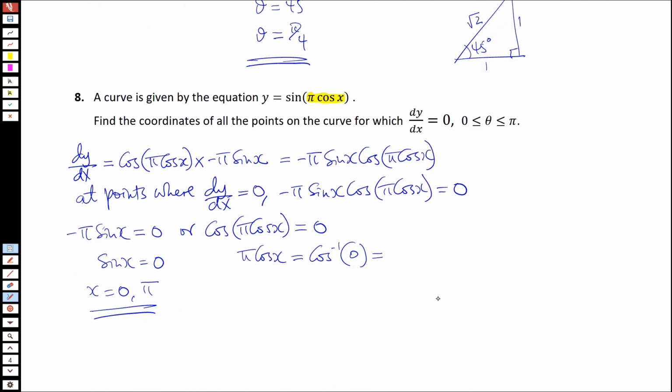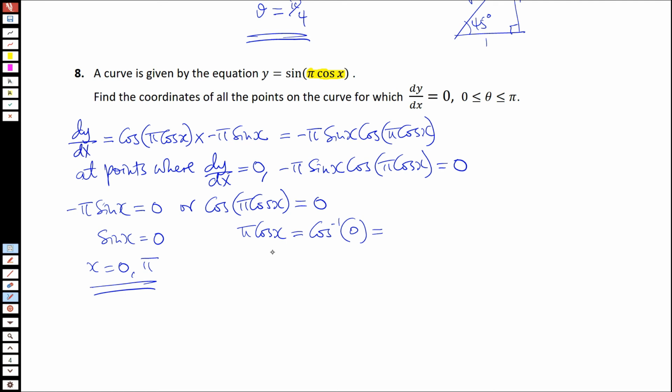Okay, cos of 90 is 0 and cos of negative 90 is 0. So basically here, pi cos x will be equal to pi over 2, which is 90. And also pi cos x is equal to negative 90, which is negative pi over 2.